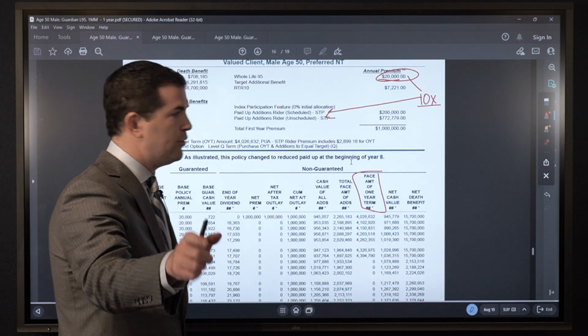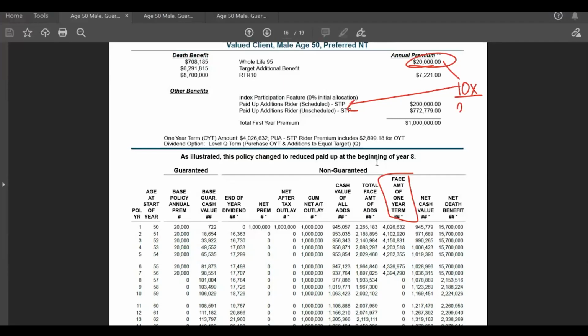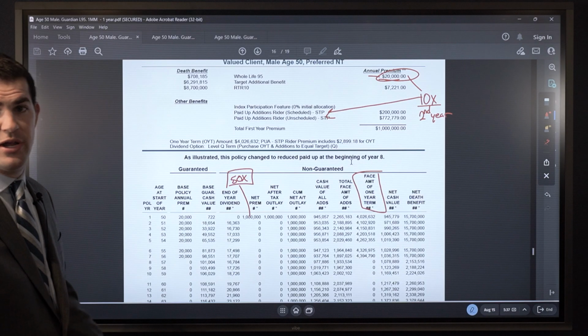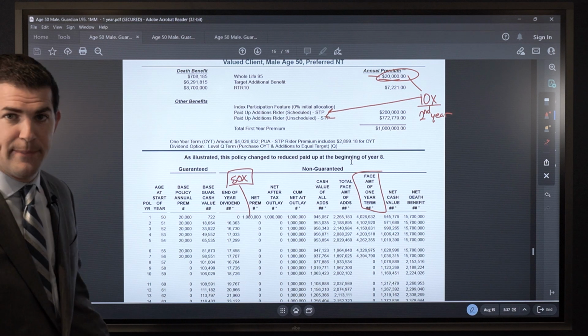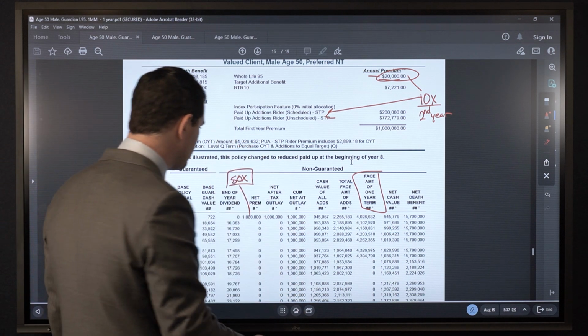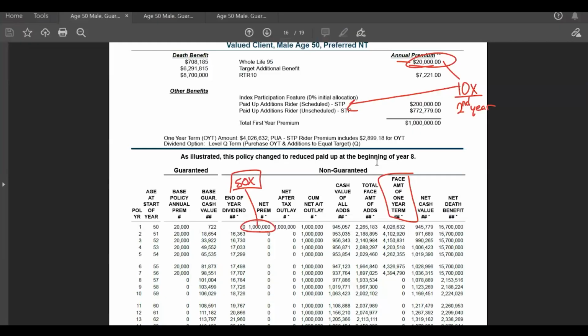I said 10x though, beginning when? 2nd year. Year 1, we can go up to 50x. If you've got an older Guardian product, this wasn't always available. So up to 50x in the 1st year. That's why we have this low base premium of $20,000. We shrunk it as much as we could. 2% base premium. 2%, what's with the 2%? All right, so 2% base premium.